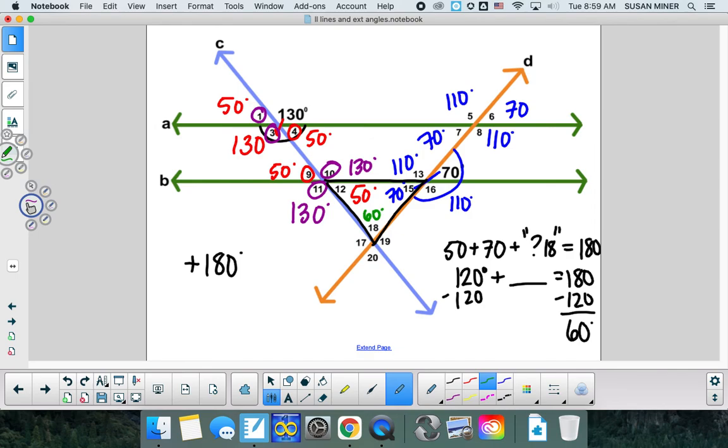And it's vertically straight across from the 20, right? So this one also has to be 60 degrees. And 20 and 19 are on the same line together, so they have to add up to 180. So this one has to be 120. Which makes this one 120 as well. And now I've found all of my missing angles. And all I did was use angle relationships in order to be able to figure out those missing angles.